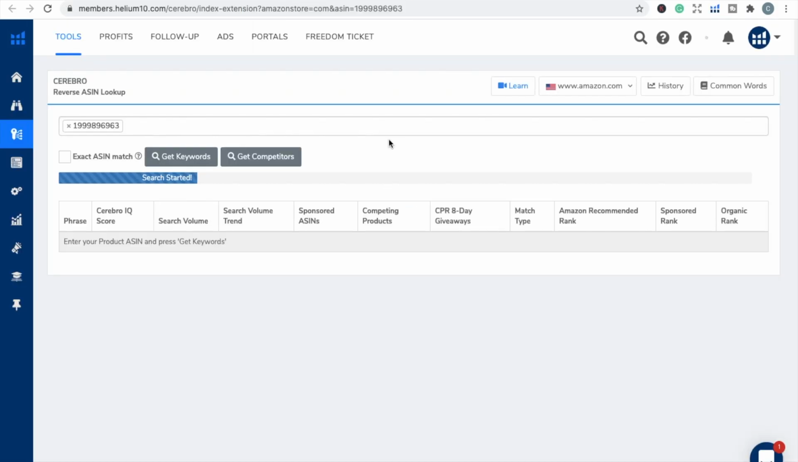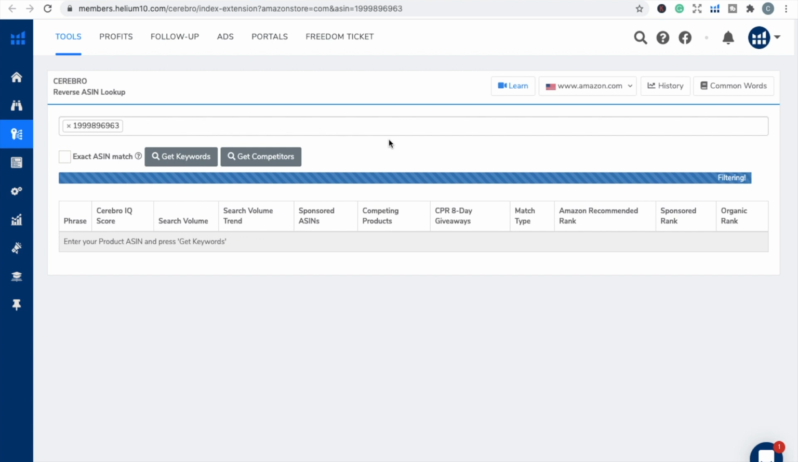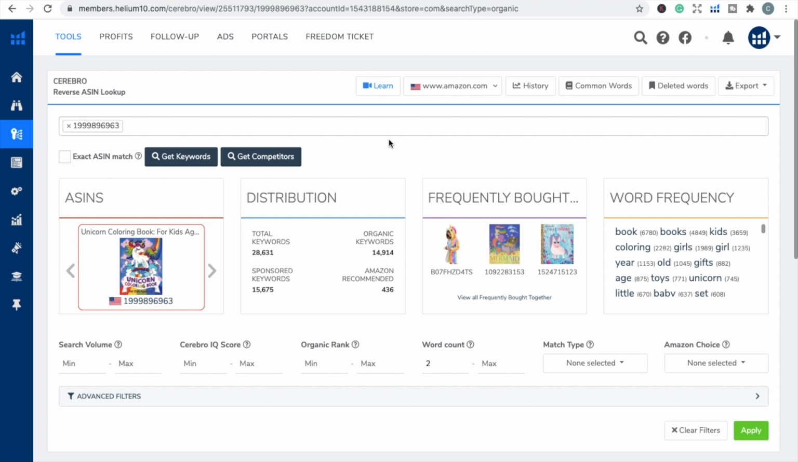And so once we have searched for an ASIN in Cerebro, we are essentially searching a competitor to see what their listing is ranked for in terms of what keywords. So you'll see a total keywords found that are associated with this book. So this book is currently attached to over 28,600 keywords.